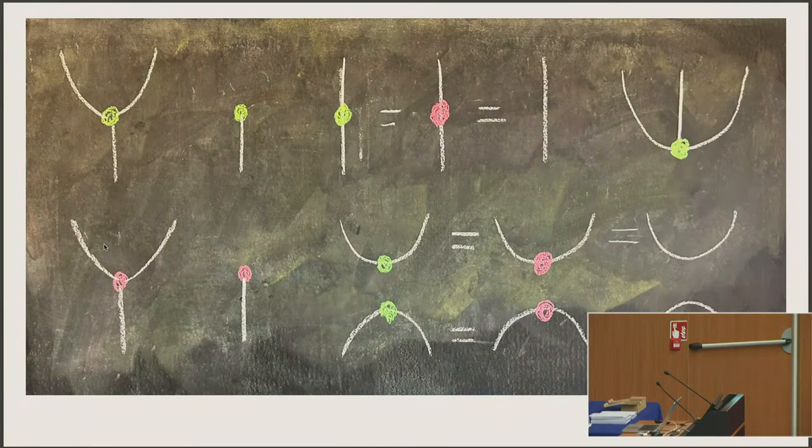So this would be 0, 0, 0 plus 1, 1, 1. So that would be the first spider there. So this one you see, it has two outputs and one input.